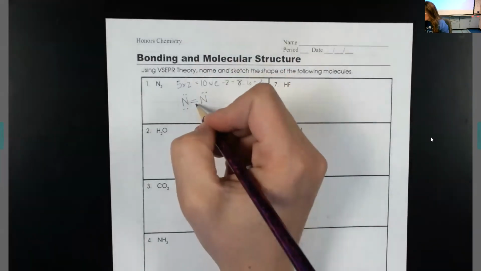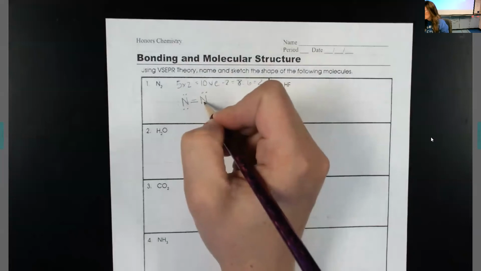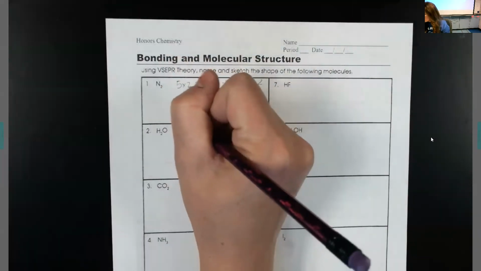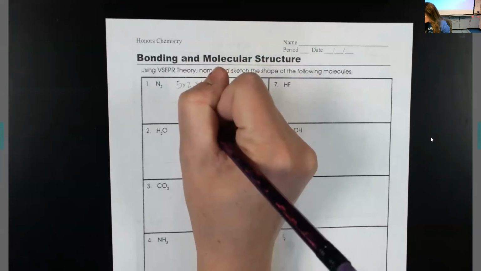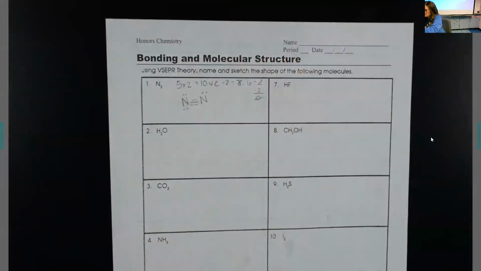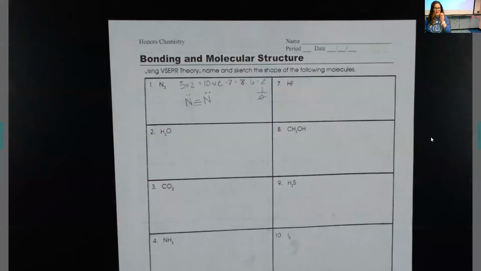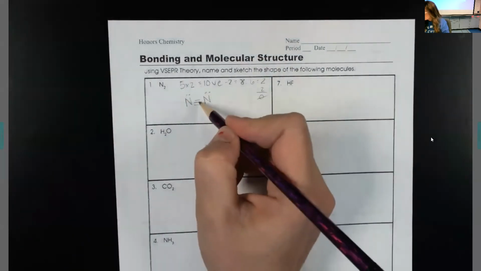Okay, so now in order for both of these nitrogens to have access to 8, I'm going to use a triple bond. So I'm going to move this pair of electrons right here. Okay, and now I've used 2, 4, 6, 8, 10.